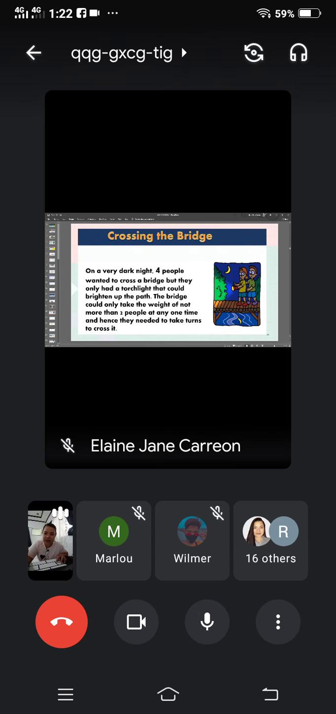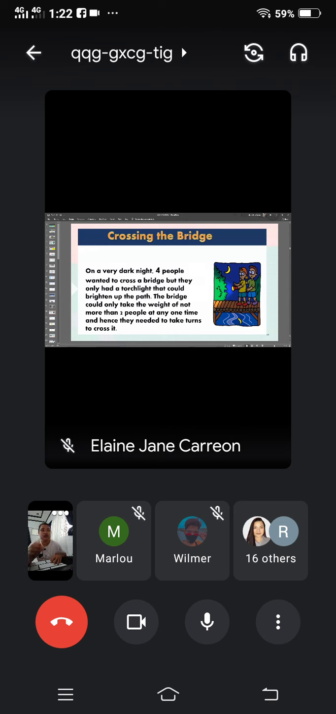I want you to ready your paper and your ball pen. Please participate. You may write your answers. This is a very simple activity that may, I think, practice your thinking skills. Okay, let me read the situation. Crossing the Bridge is the title of our activity. On a very dark night, four people wanted to cross a bridge, but they only had a torchlight, a flashlight, that could brighten up the path. The bridge could only take the weight of not more than two people at any one time, and hence they needed to take turns to cross it.